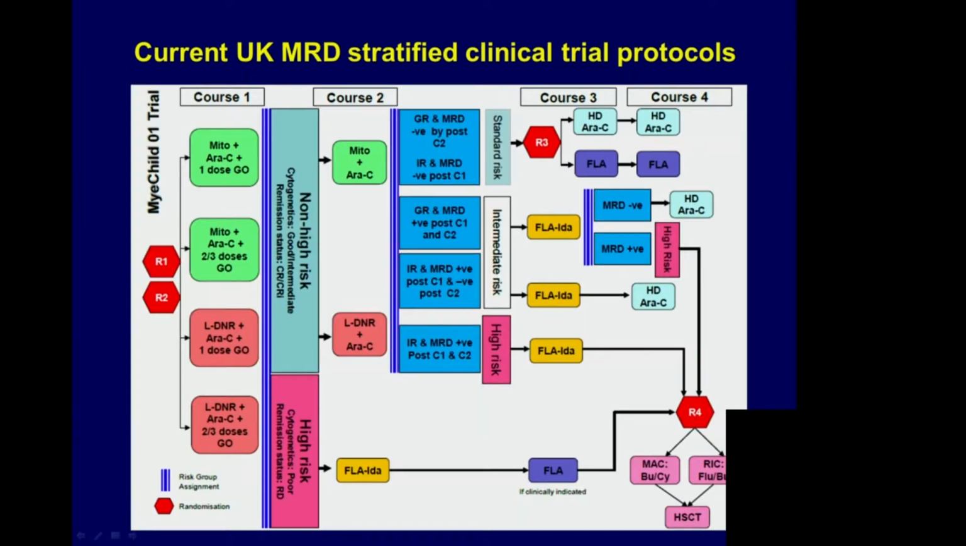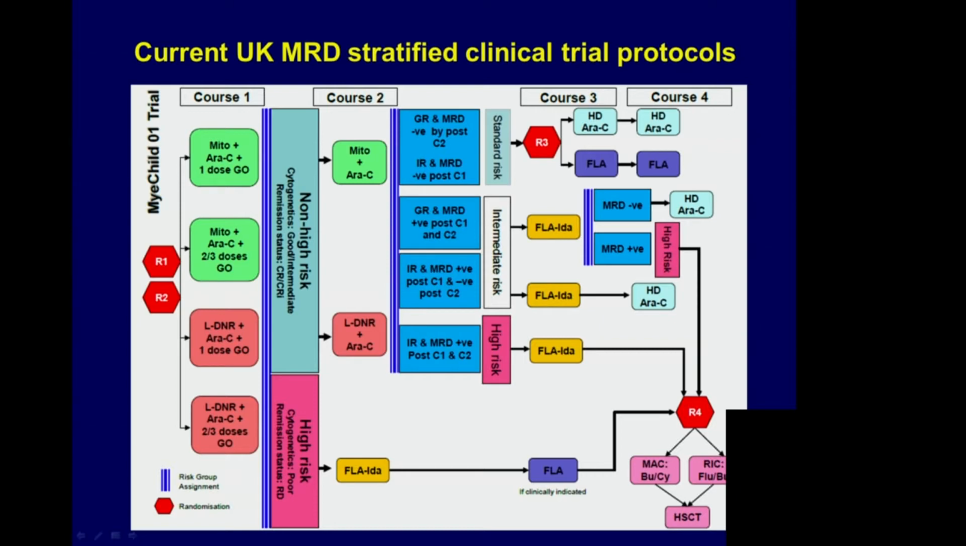And finally, this is the protocol for the current paediatric study, My Child 01, which is now running in the UK, France, Ireland, and soon Australia. And this looks horrendously complicated, but essentially it involves MRD assessments by both molecular and flow-based techniques at various time points throughout treatment. So patients are initially assigned to an upfront risk group according to their cytogenetics, but after course 2, all patients have an MRD assessment.